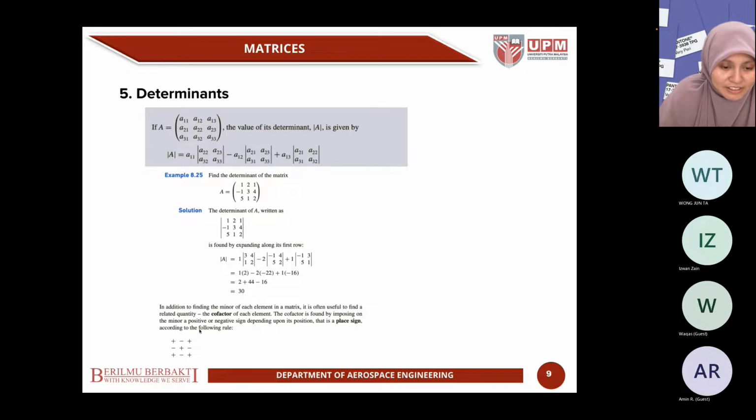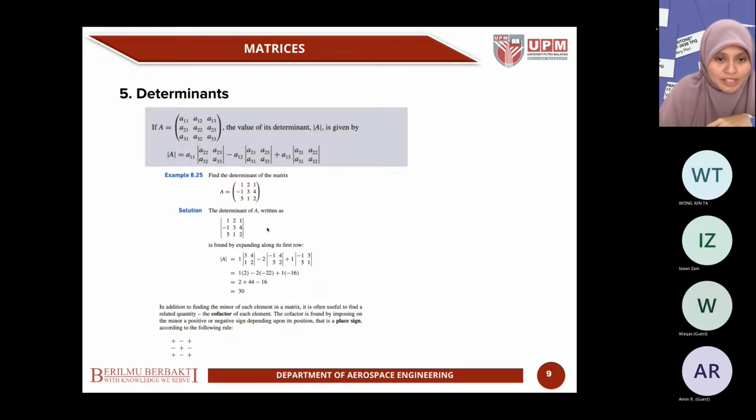Okay, so the cofactor is the sign, positive, negative part. The cofactor is found by imposing on the minor a positive or negative sign depending upon its position. There is a place sign. So these are the rules just now.